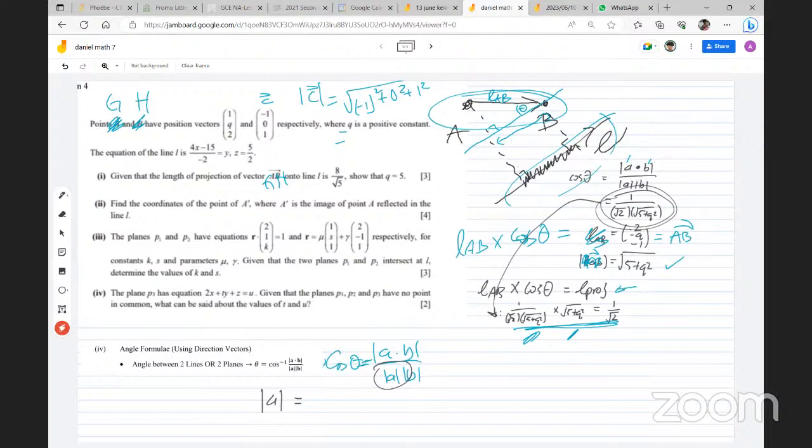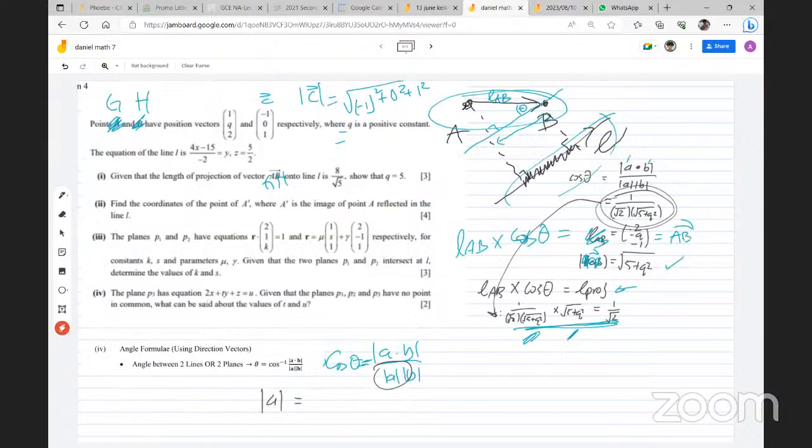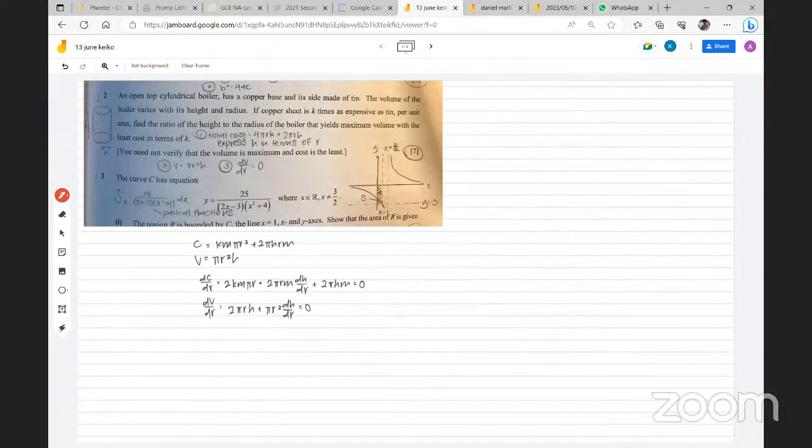Can I just erase everything and restart? Please do. No problem. Vector tends to be very confusing lah. All right, let's start again.